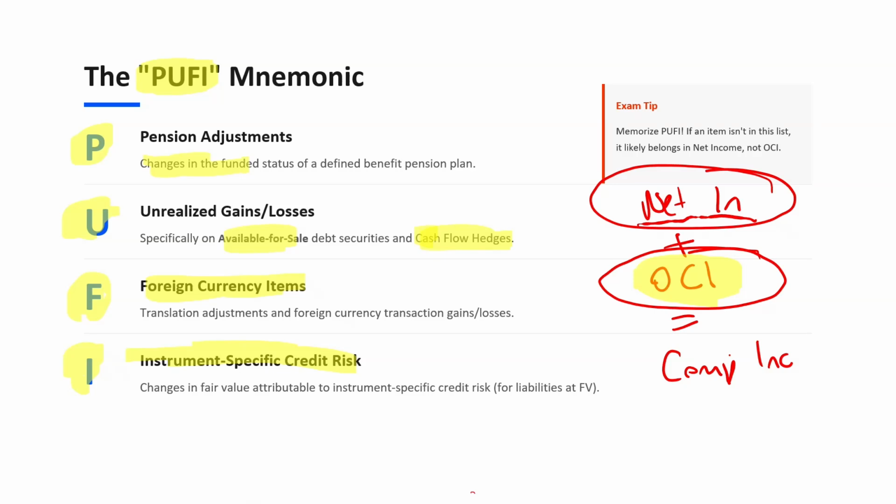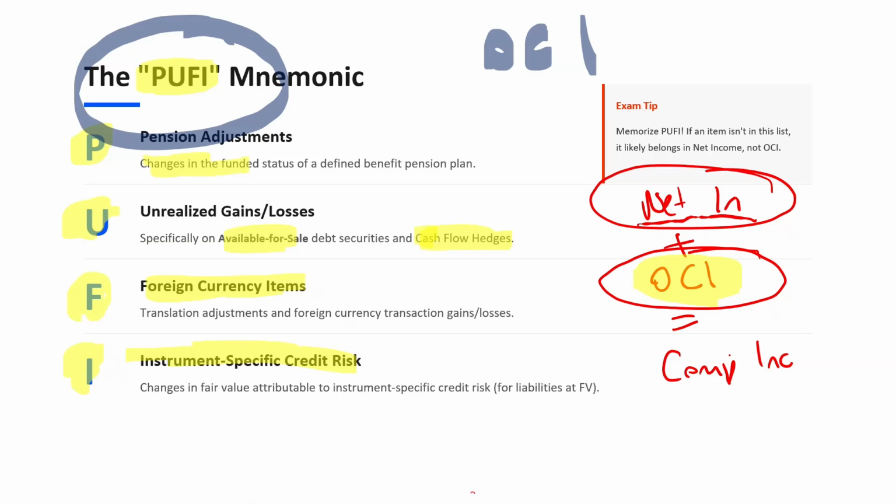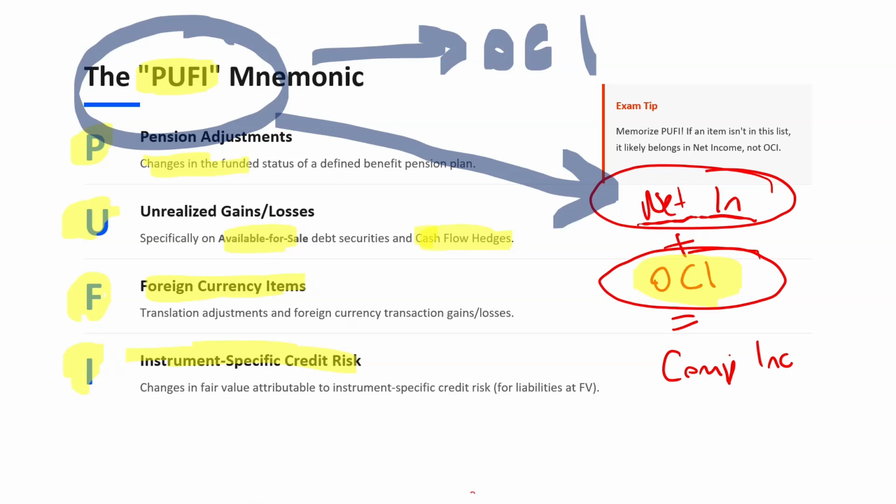As I said, we're going to go into more detail one by one. But for you to remember the PUFI mnemonic: if you see other comprehensive income, we're going to look at the PUFI mnemonic. If it's a part of it, it's in other comprehensive income. If it's not, it's in the net income.